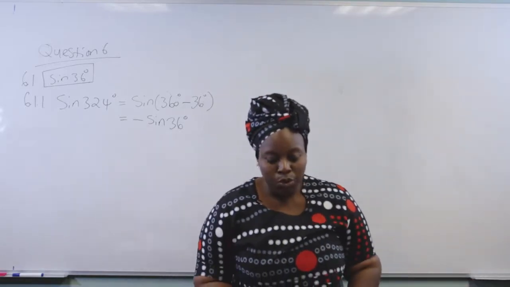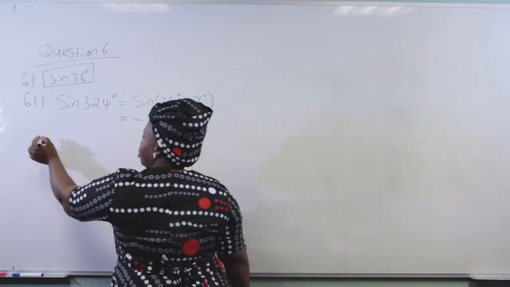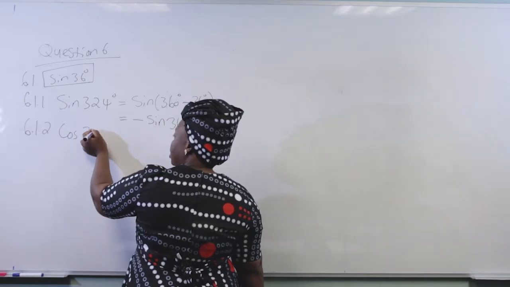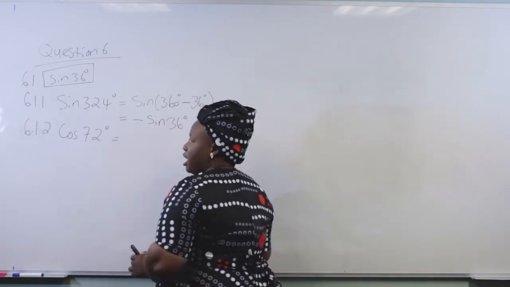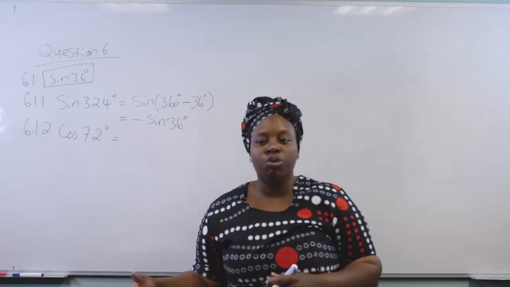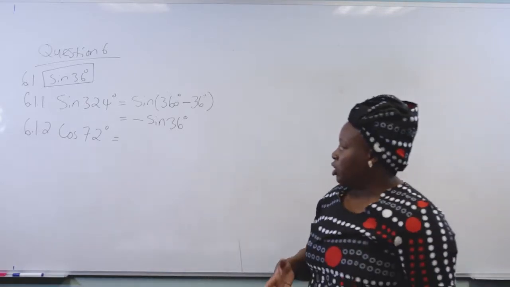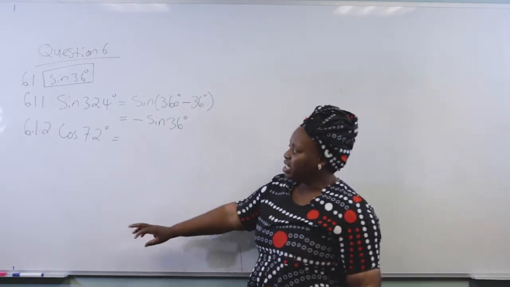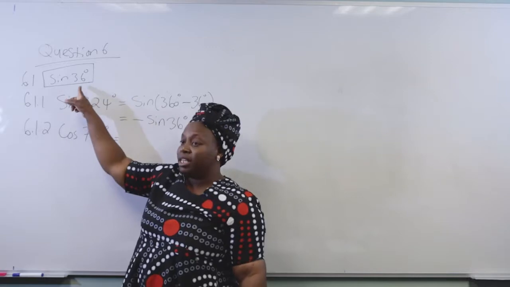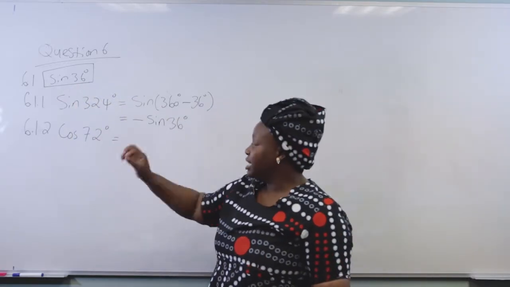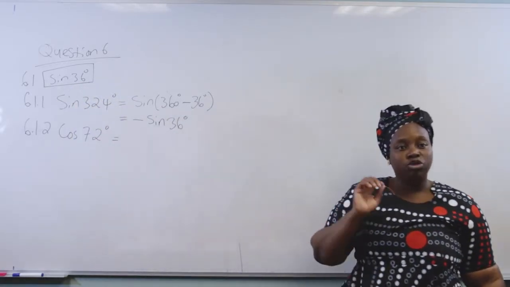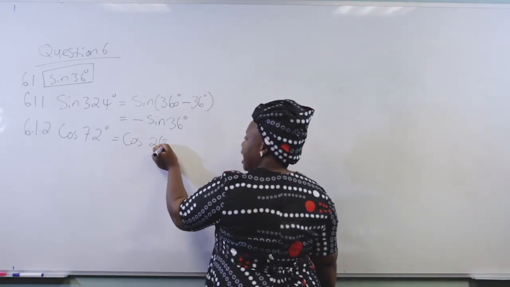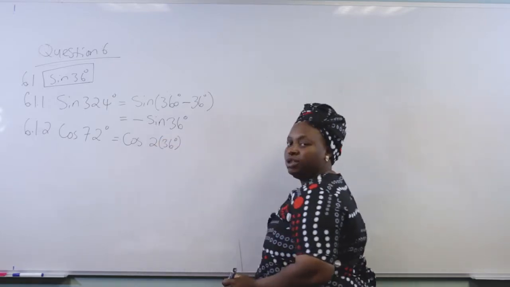The second question, 6.1.2, they say find cos of 72. You are looking for cos 72 degrees. Now, how can you make cos 72 into sine 36? Remember you have to do trial and error. In this case, you start changing the 72 and see if it can give you 36. If we say 36 plus 36, it will give you 72. Or 2 times 36 gives you 72. So you'll have cos of 2 times 36, which gives you 72.